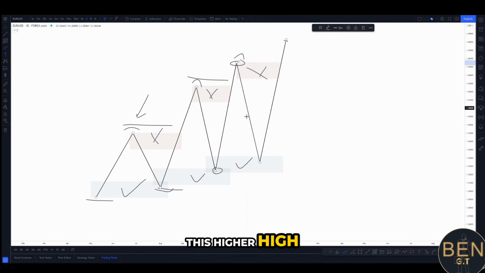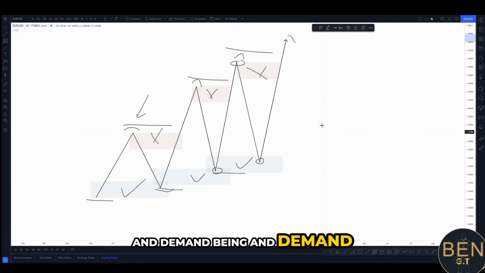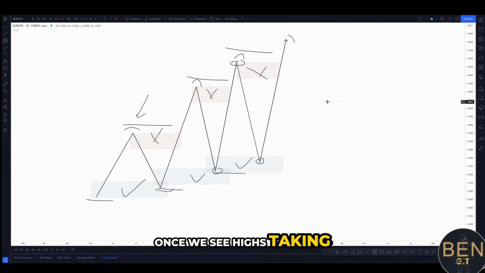This higher high fails to take out the previous higher low. Therefore, it creates a protected higher low that is going to target the previous higher high swing structure to create a new higher high. And this will continue until we start to see supply being respected and demand failing. We start to see this once we see highs taking out lows, creating the shift from protected lows to protected highs and targeted highs to targeted lows.